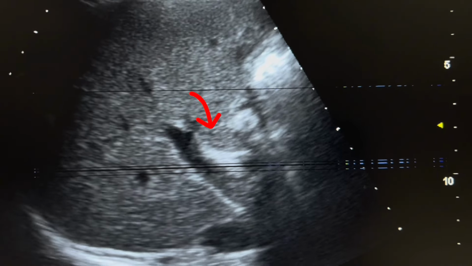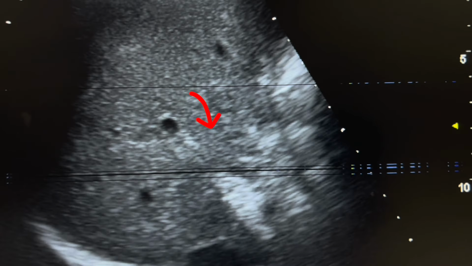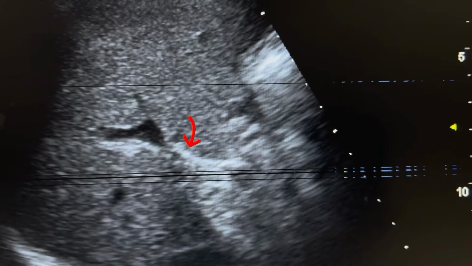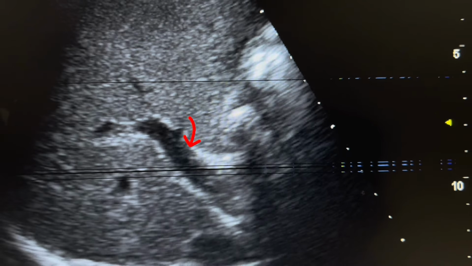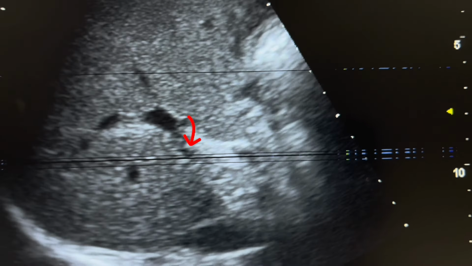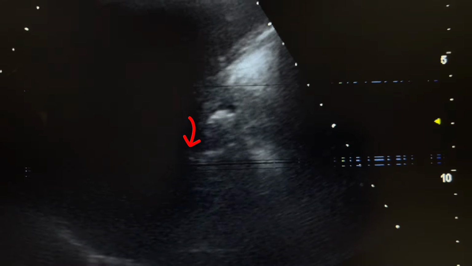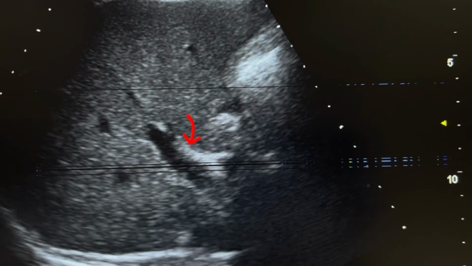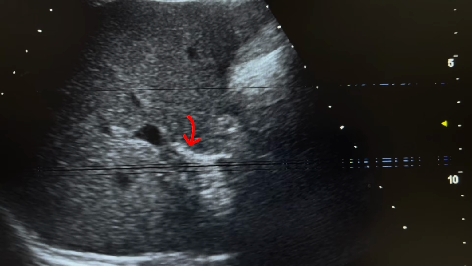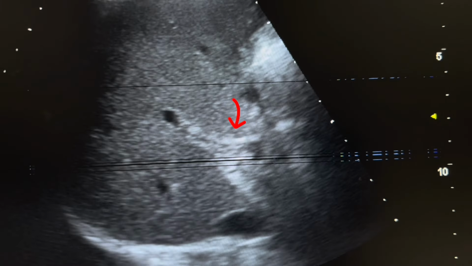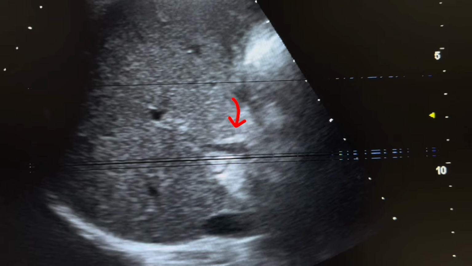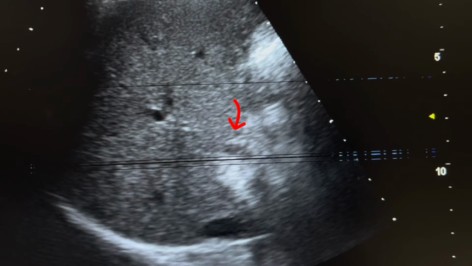Now we will examine the common bile duct. Here we see the portal vein, which is normal, not dilated. This is the common bile duct, which also shows normal diameter and is not dilated.